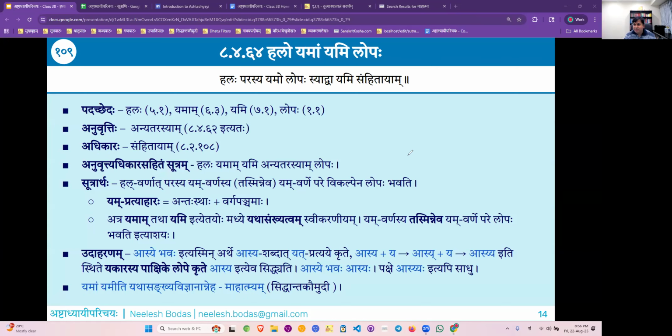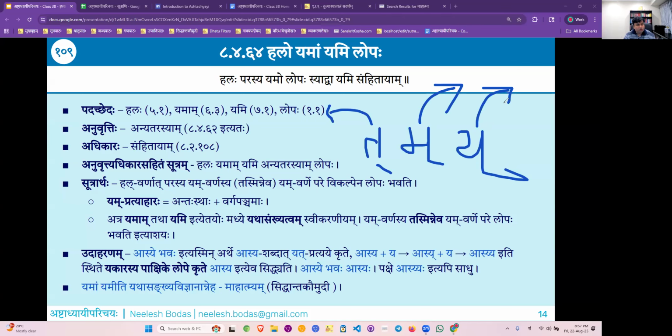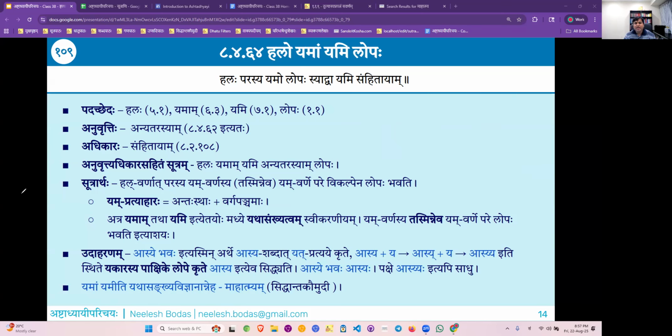What is happening in mahatmyam? There is a ta, there is a ma, and there is a ya. So there is a hal letter, there is a yam letter, and there is technically another yam letter. If you just look at it on the face of it, halo yamam yami lopah, the middle ma might go away. But that doesn't happen because you have yathasankhyatvam. Ma can be removed only in front of ma. Ya can be removed only when there is ya. Ma and ya combination is not allowed. Yathasankhyatvam, so same letter: tasmin eva yam varne pare. So yamam yami iti yathasankhya vijnanat na iha mahatmyam iti kaumudikarena spashti kriyate.